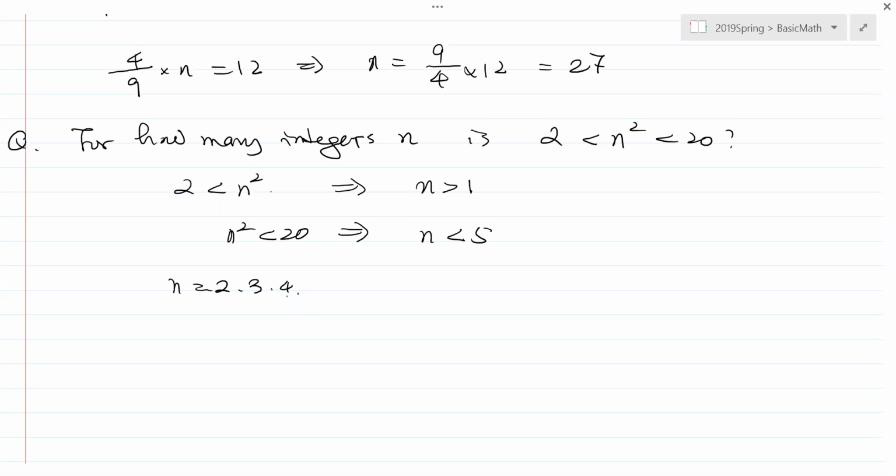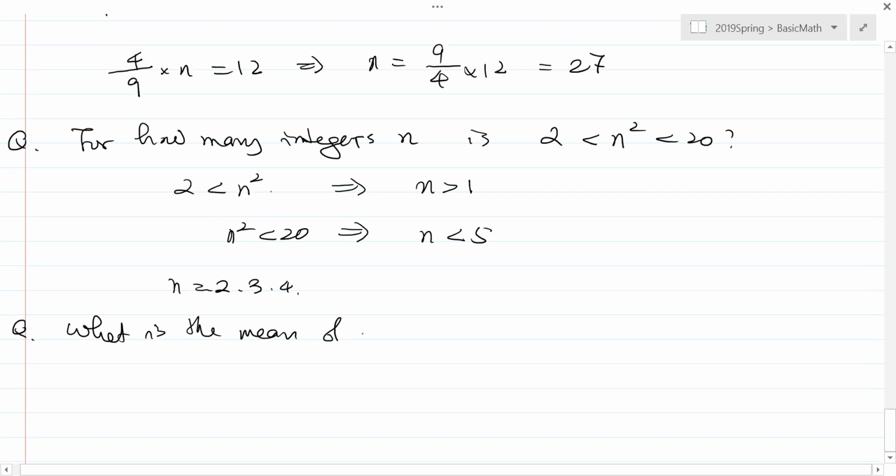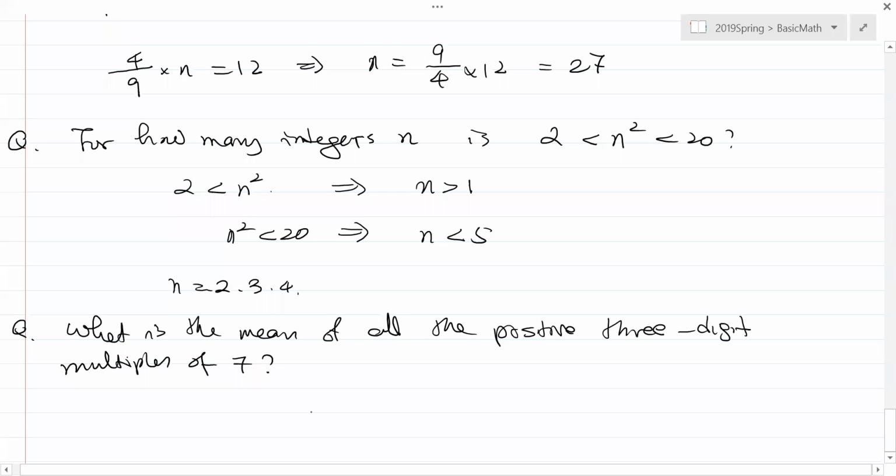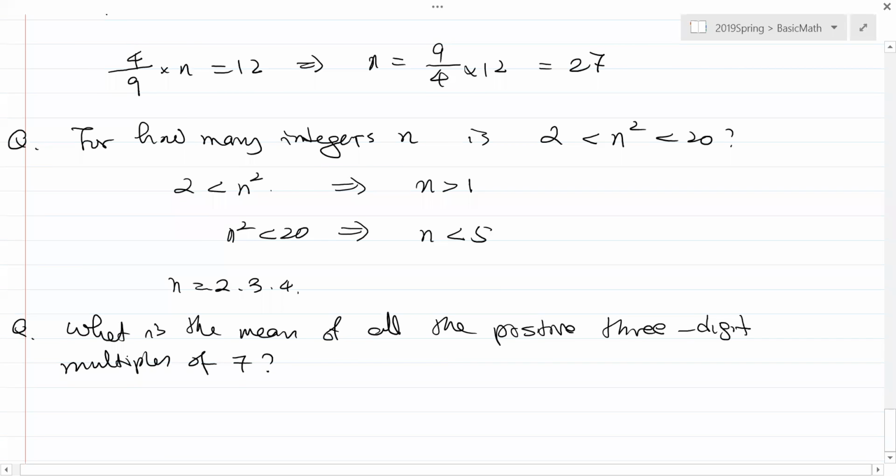So this is not a complicated problem about counting. Okay, the next one is a little bit complicated. So what is the mean of all the positive 3-digit multiples of 7? Okay. Yeah, please do this.